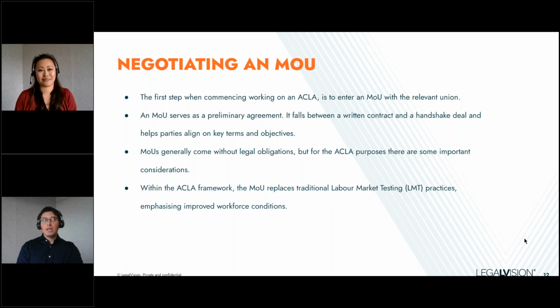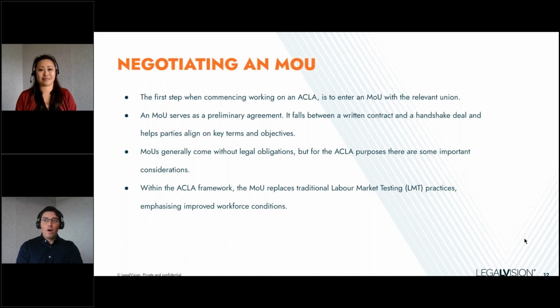It sits in between a written contract and a handshake deal. It is a preliminary written agreement outlining a framework of key terms between the business and the relevant union. This is very useful because it ensures all the parties are on the same page. They understand what their obligations are under this memorandum of understanding. And generally speaking, a memorandum of understanding is not legally binding.